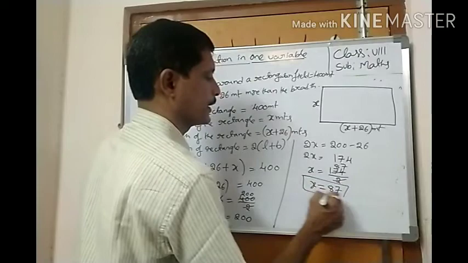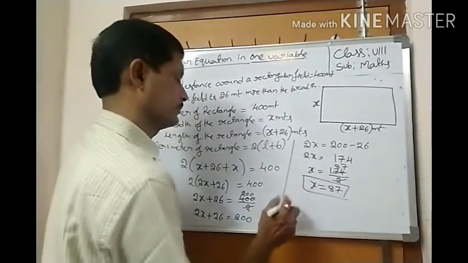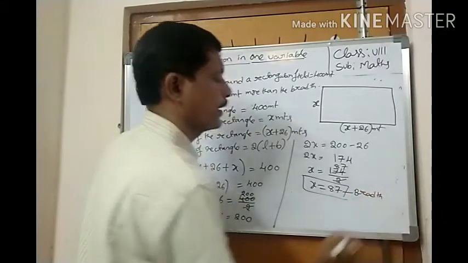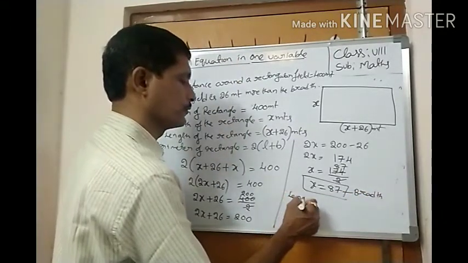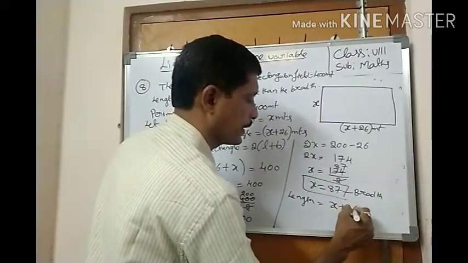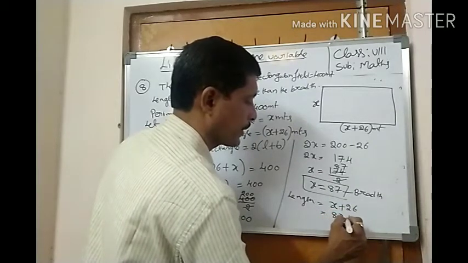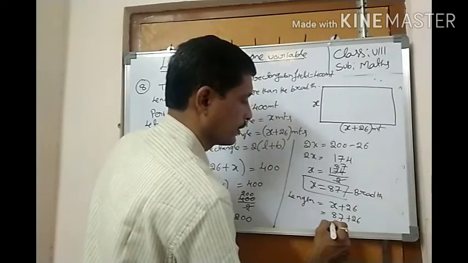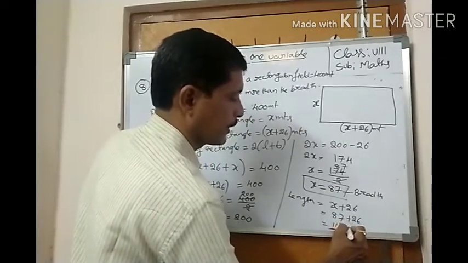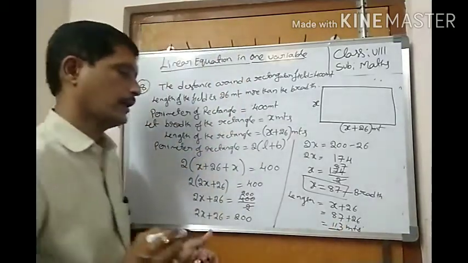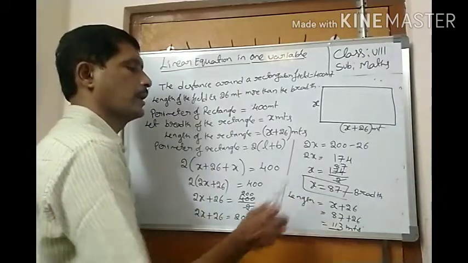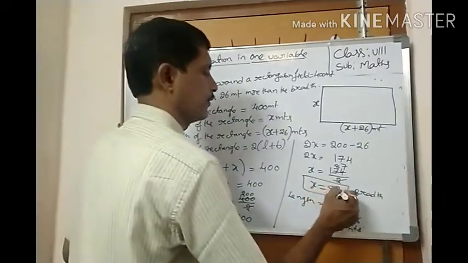Here x is the breadth of the rectangle. Therefore length equals x plus 26, that is 87 plus 26, which is 113 meters. Don't forget to write units. Here meters is given, so write meters for length and breadth also.